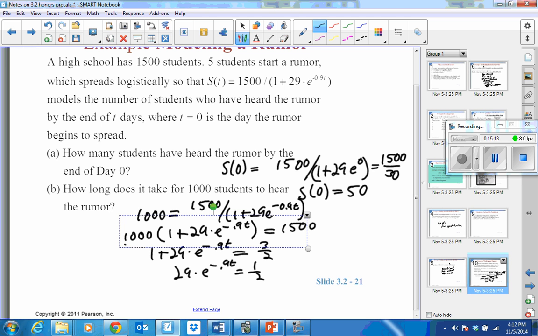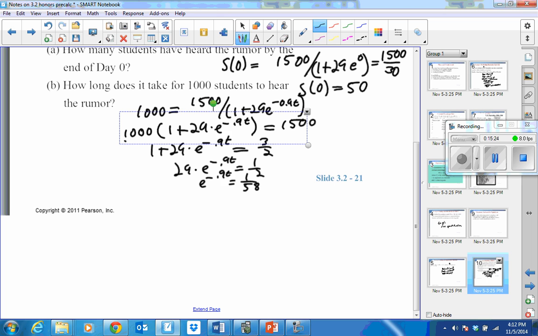And now divide by 29. So we get e to the negative 0.9t equals 1/58. So now's the fun part where we get to use logarithms. And so e is our base, 1/58 is our power, and negative 0.9t is our exponent. So we're basically going to say log, and it's understood that that's base e, but I'll write it there in case you don't remember that. That's our base. 1/58 is our power, and that equals negative 0.9 times t.